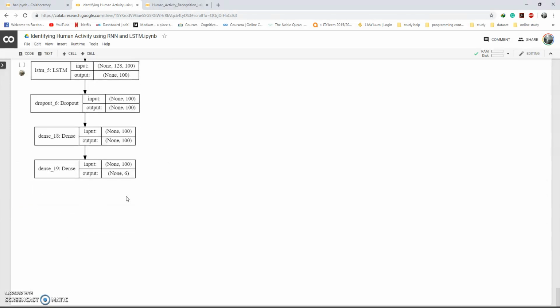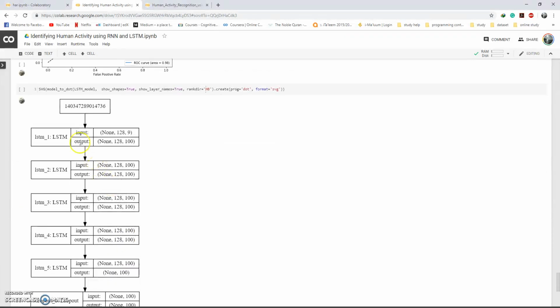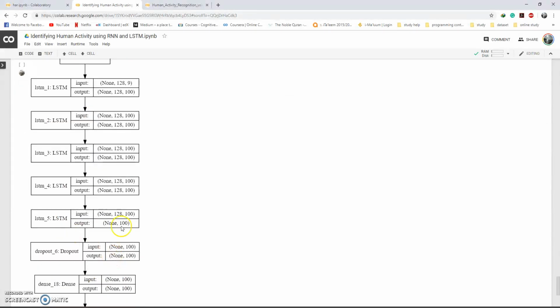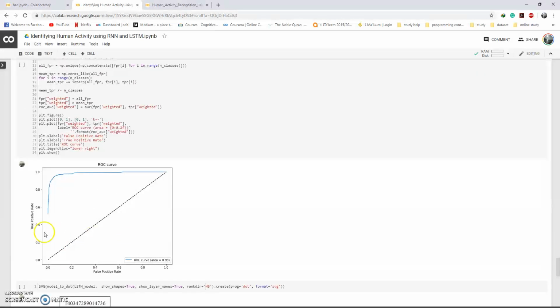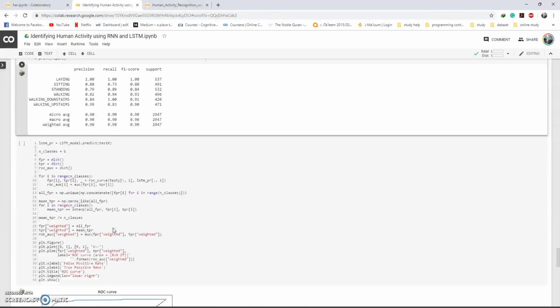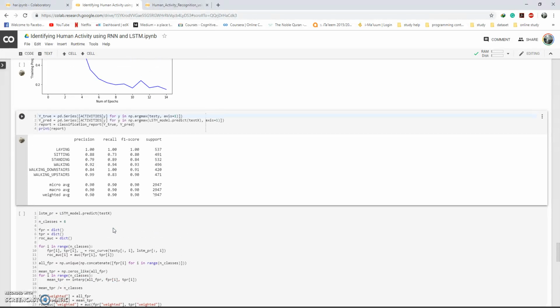And if we go further, it is just our LSTM model. So from these performance metrics we can say that our LSTM model performs much better than the RNN. And this was our code demo.